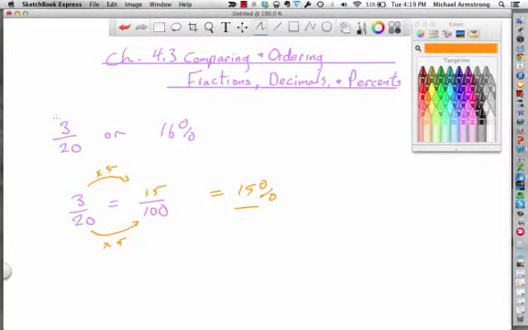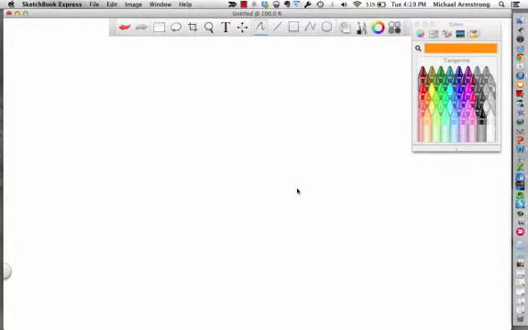So which is greater, 3/20ths or 16%? Well, since 16% is bigger than 15%, then this is bigger than 3/20ths. See how that works? We just got to change them so that they're the same kind of thing now. All right, let's look at another one.